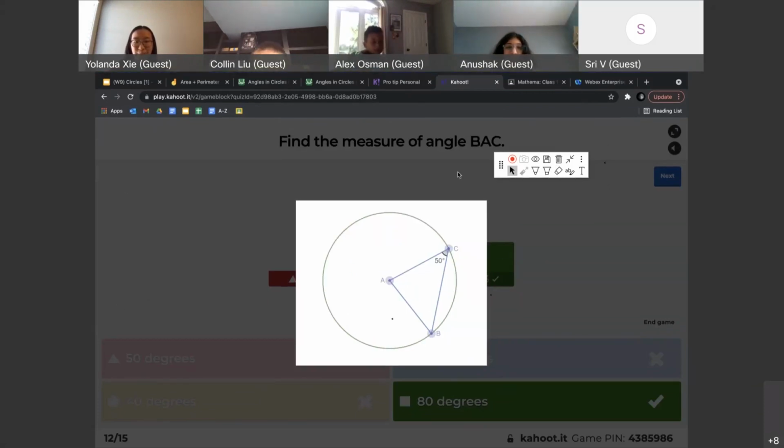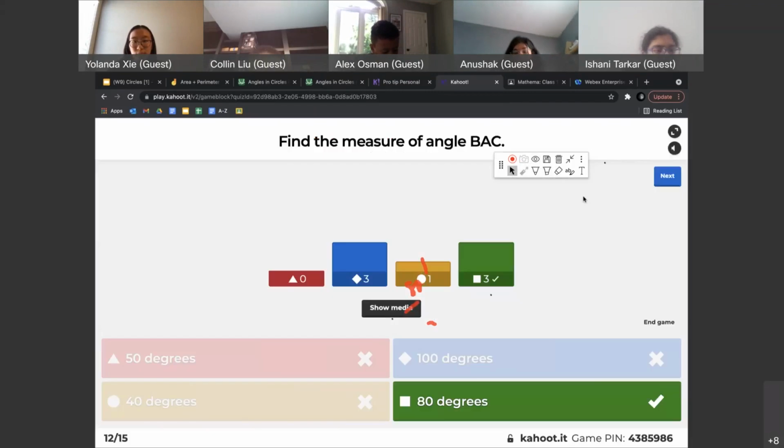Alright, so yeah, just remember the angles in a triangle all add up to 180. And it's an isosceles triangle, so those two angles are both going to be 50 degrees, meaning that angle BAC is 80 degrees. And remember, it's an isosceles triangle because A is the center, so AC and AB are radii, meaning they are equal.